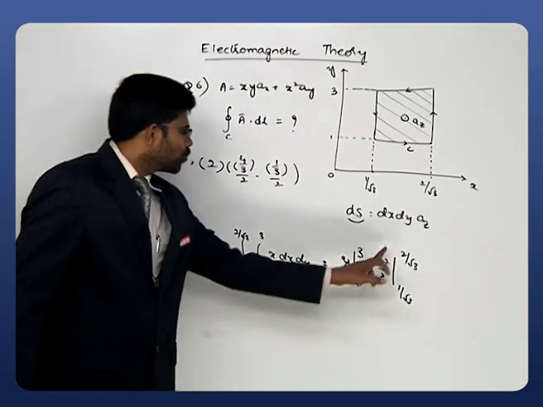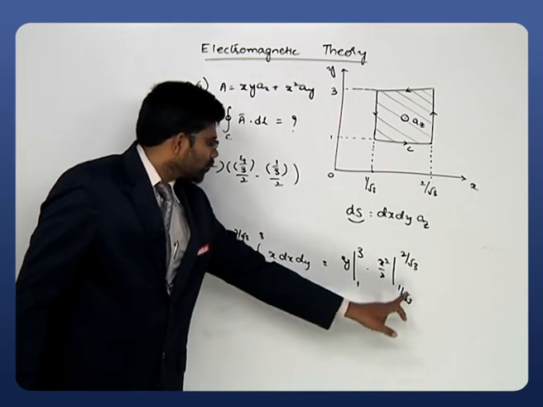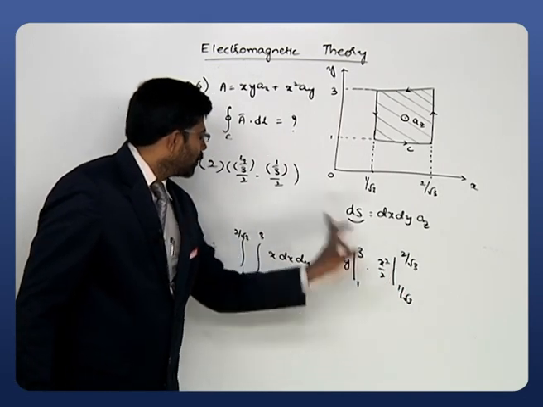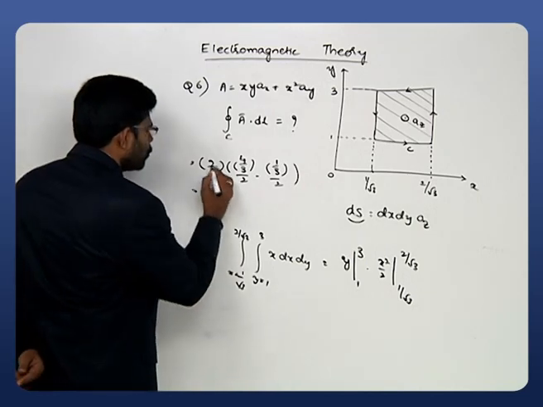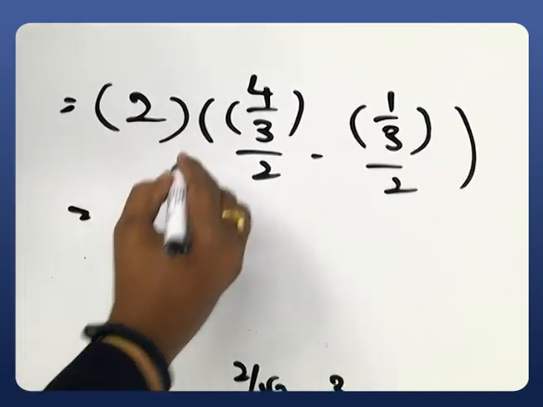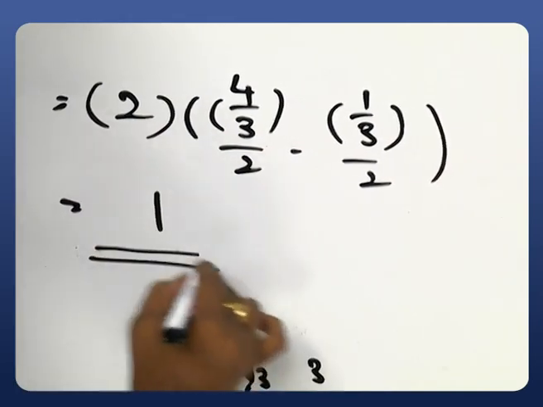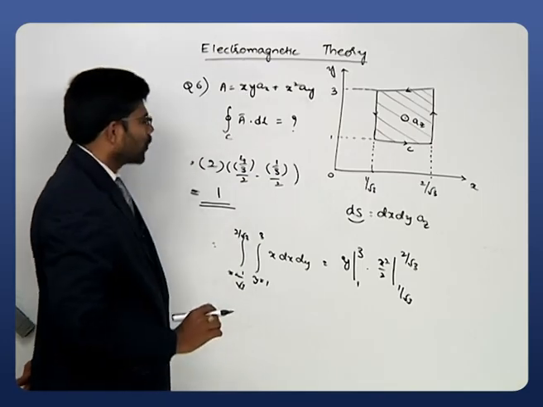So the upper limit is 2 by root 3 x square, 4 by 3 by 2, minus the lower limit is 1 by root 3, that is 1 by 3 by 2, which is equal to... 2 will be cancelled. Directly the answer you can write is 4 by 3 minus 1 by 3. 4 by 3 minus 1 by 3 is 3 by 3, that is 1.